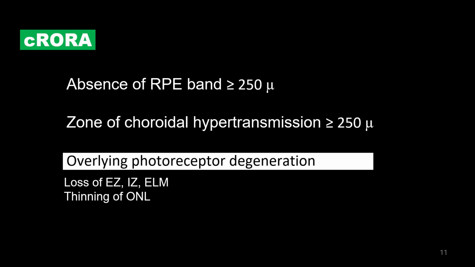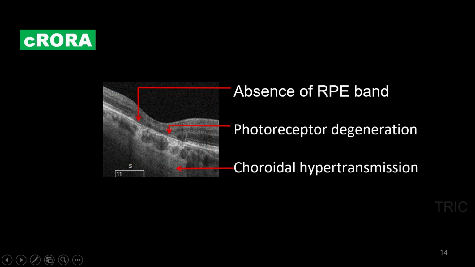outer nuclear layer. This OCT line scan shows cRORA temporal to the fovea. The area of cRORA shows complete absence of RPE band. The photoreceptor degeneration is denoted by disrupted or absent ELM and EZ. The area also has increased choroidal transmission, seen as brighter tail behind, over the choroidal layers.